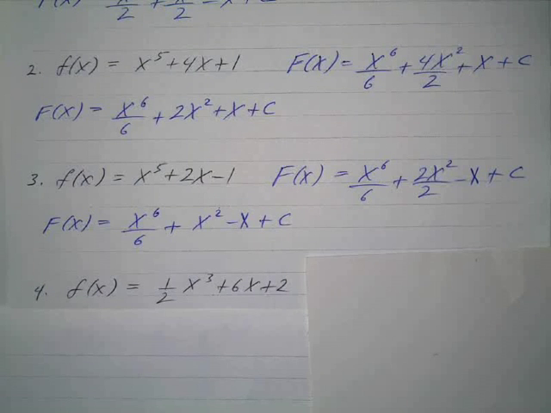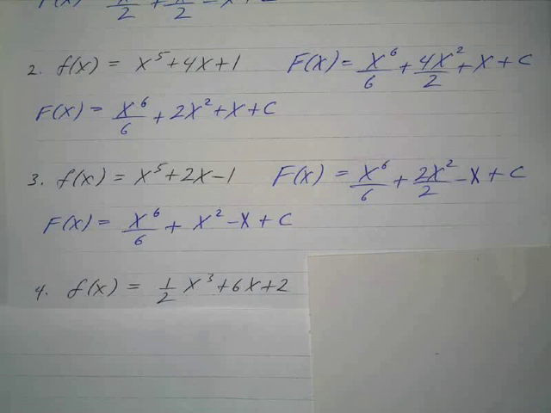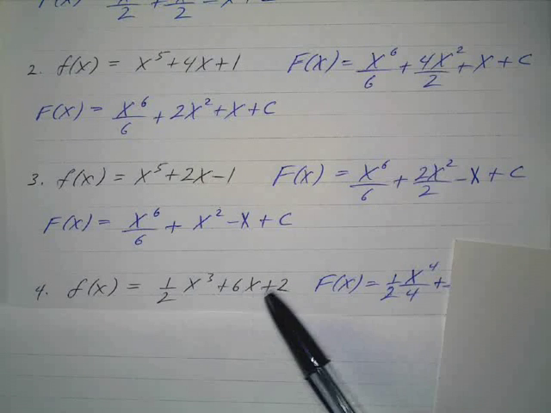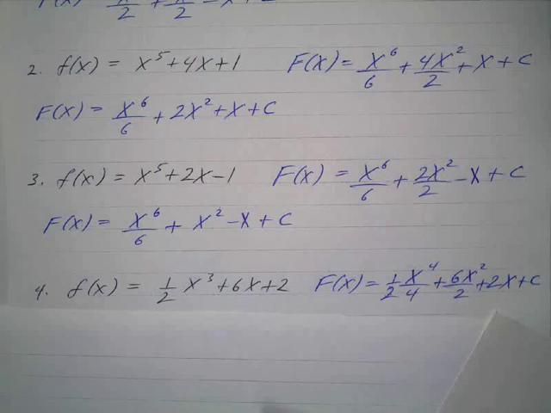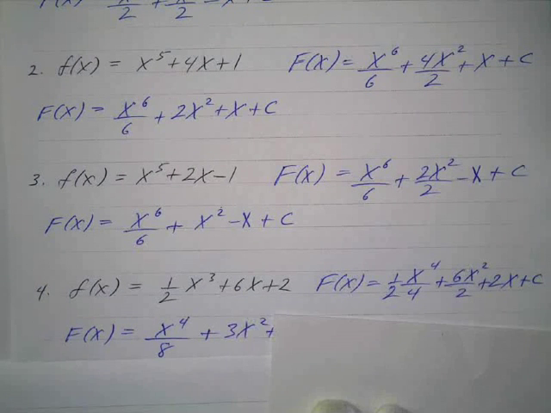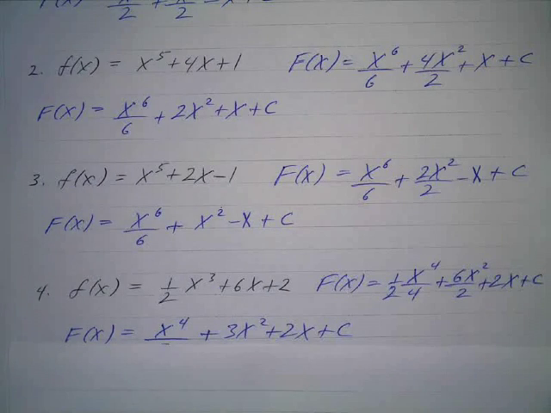1/2 x to the third plus 6x plus 2. So again, I would add 1 to the 3, so that would be 4. Then I divide by the new exponent, so that's going to be x to the fourth divided by 4. And then 6x squared divided by 2, 2x plus c. Now this is just a 2 times 4 in the bottom, so that's going to be 8 in the bottom, so x to the fourth over 8. 2 goes in there 3 times, so 3x squared plus 2x plus c. And again, you can always pause these if this is a little fast.